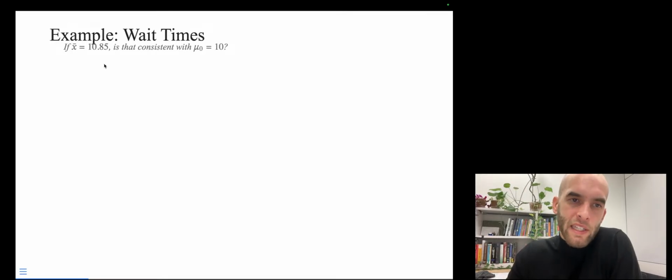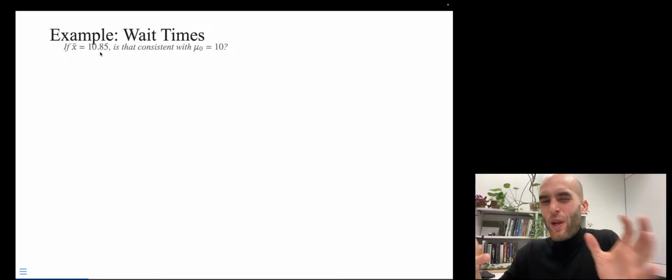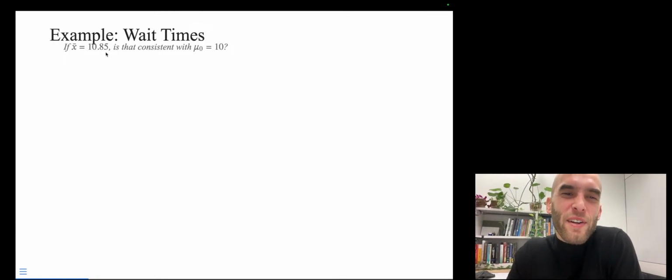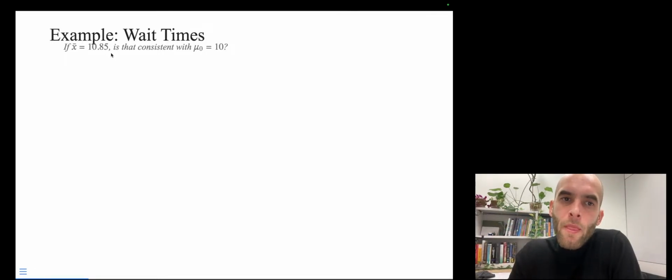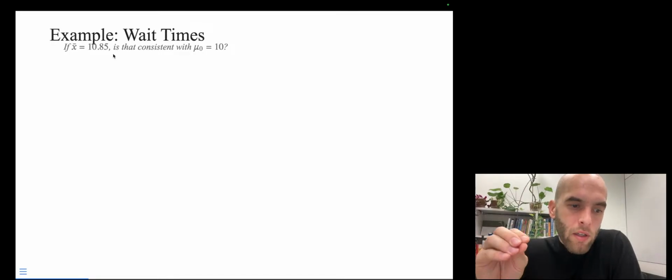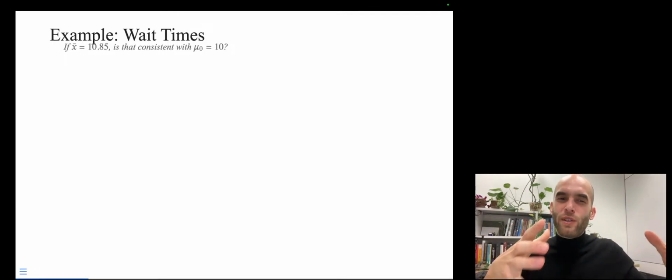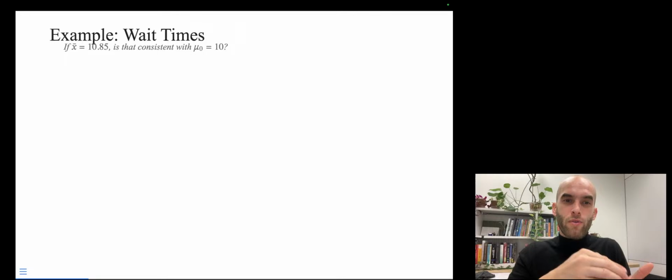Okay, so let's just walk through a bit of an example here. So let's say we see an average wait time of 10.85 minutes. Because seconds don't go to 100, this isn't exactly minutes and seconds. Is this consistent with 10 minutes? So we can see that the sample mean doesn't exactly equal the guess. It's slightly larger. But because of sampling error, this is something we could expect. So like you see in your homework, you're not ever going to exactly match the truth with your sample. So there's a bunch of variability around the truth.